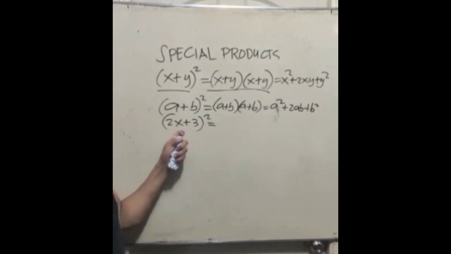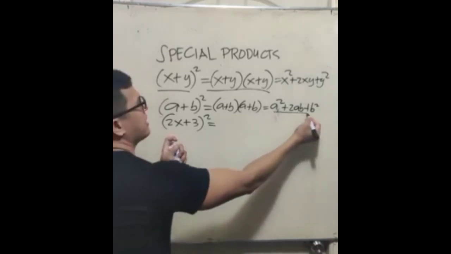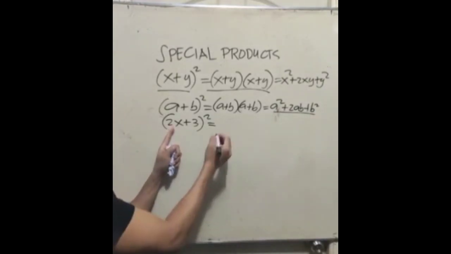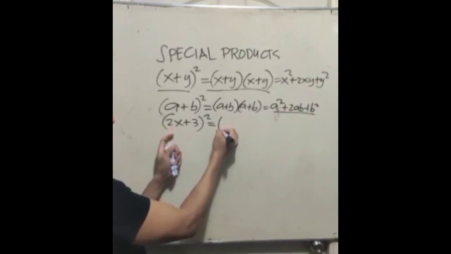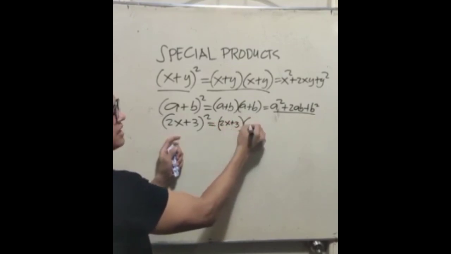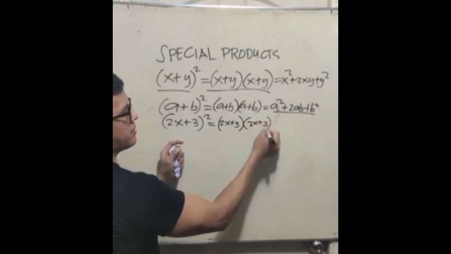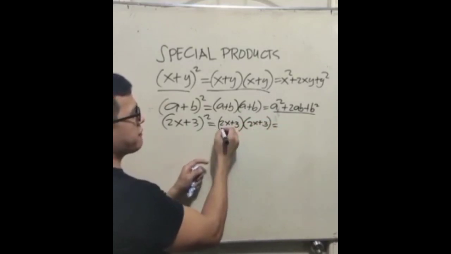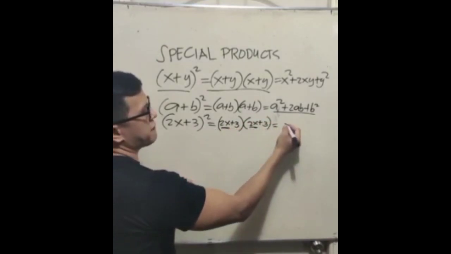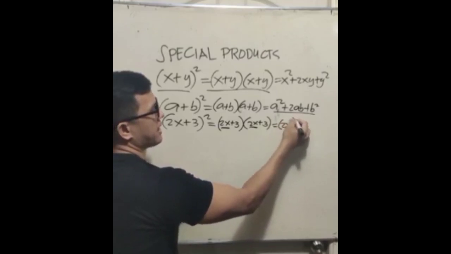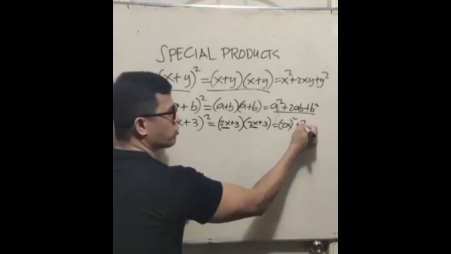Okay, if you will see like this, follow that rule. Next, as I've said, same pa din, 2x plus 3, and then 2x plus 3, right? Square the first. What is our first? It's 2x. Square the first, 2x, and then you square that. And then plus 2 always.